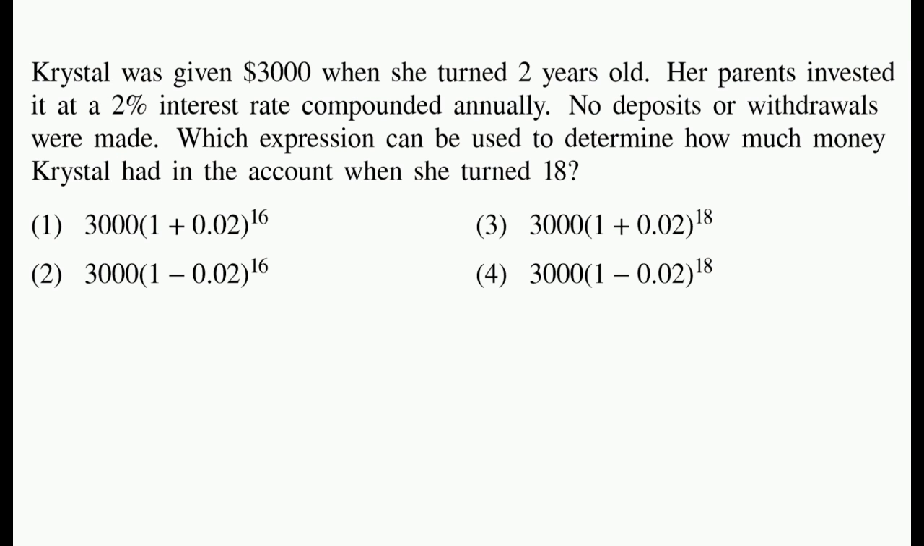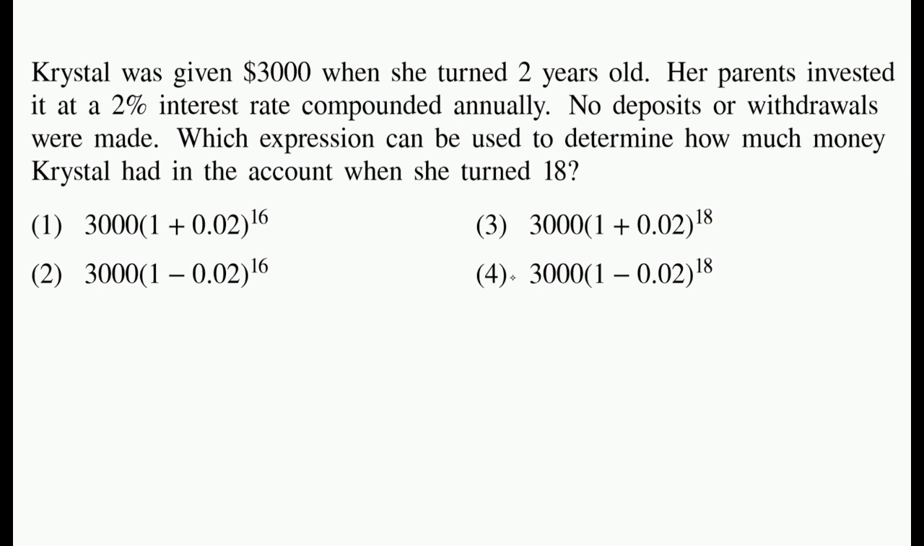Crystal was given $3,000 when she turned 2 years old. Don't question why the 2-year-old was given $3,000, just move on. Luckily, her parents invested it at a 2% interest rate compounding annually. No deposits or withdrawals were made. Which expression can be used to determine how much money she had?